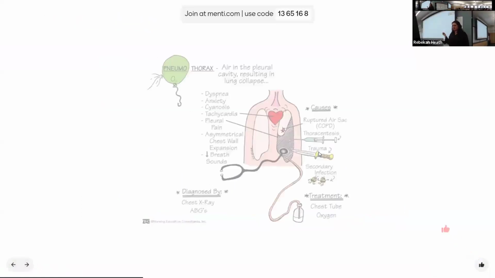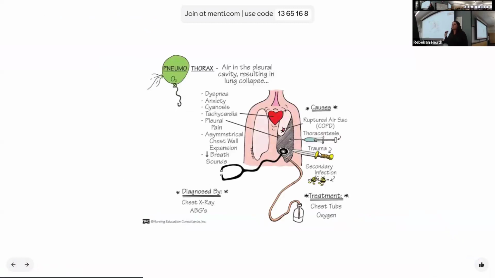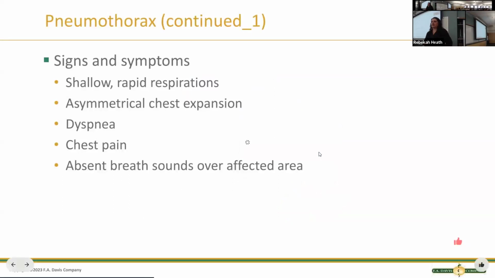I have a question here. Oh, here's a pneumothorax. So it talks about, it could have a ruptured air sac. So that would be not traumatic, the tension. That'd be like a tension pneumothorax. They might do a thoracentesis to pull out air or fluid. Usually they're going to do a chest tube for these patients.